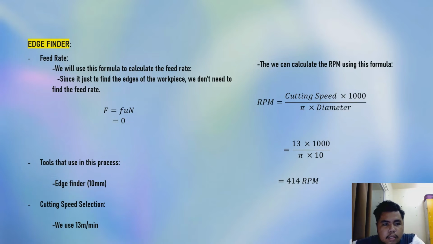Next, for the edge finder, we don't need to calculate the feed rate, because it is just to find the edges of the workpiece. The tool that we use in this process is an edge finder with 10 millimeter diameter. For the cutting speed, here we use 13 meters per minute. For the RPM, we just put all the information in the formula, and we can get the RPM.